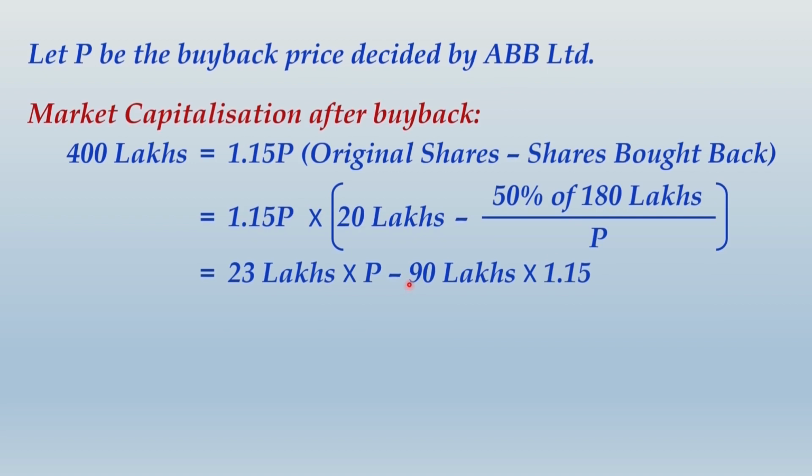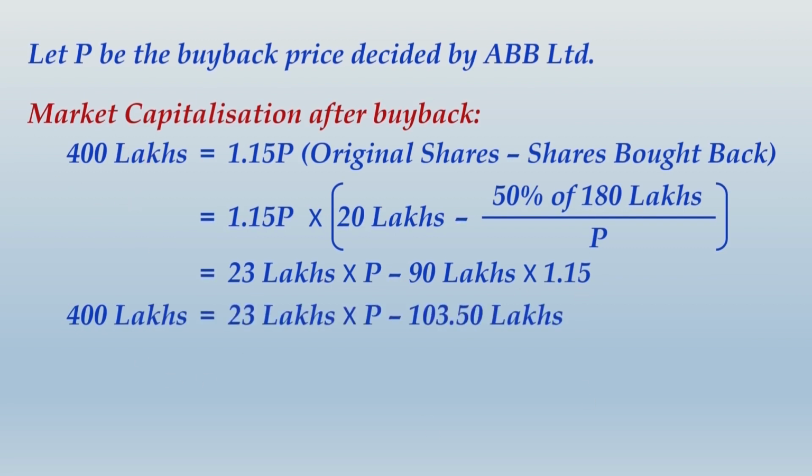Now if we go with the entire equation, the left hand side of the equation remains 400 lakhs as it is, and on the right hand side we would write 23 lakhs into P minus 1.15 times 90 lakhs, that would give you 103.5 lakhs. Now I can easily identify the value of P through this.